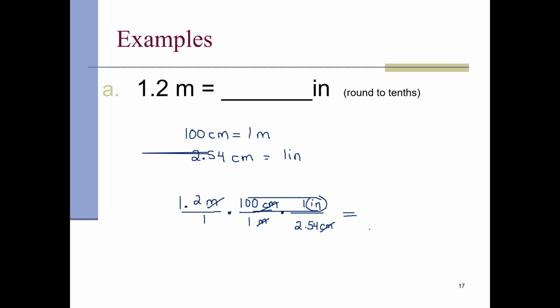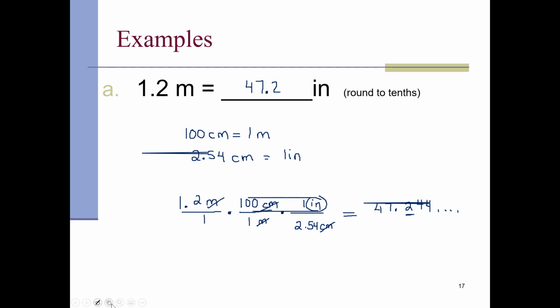So on my calculator, I am typing in 1.2 times 100 and then dividing by 2.54, and I get an answer of 47.244, and it continues. The directions here tell me to round to the nearest tenths. Tenths is 1 decimal. When I look next door to that, I have a 4, so my answer is 47.2 inches, because the 4 does not round the 2 up.